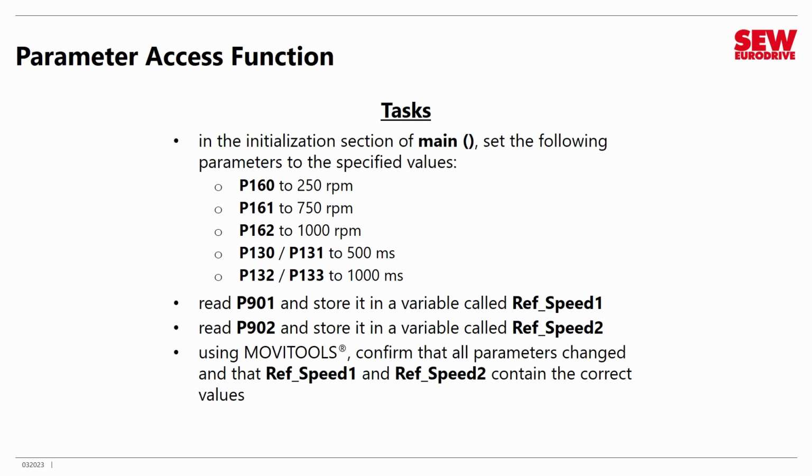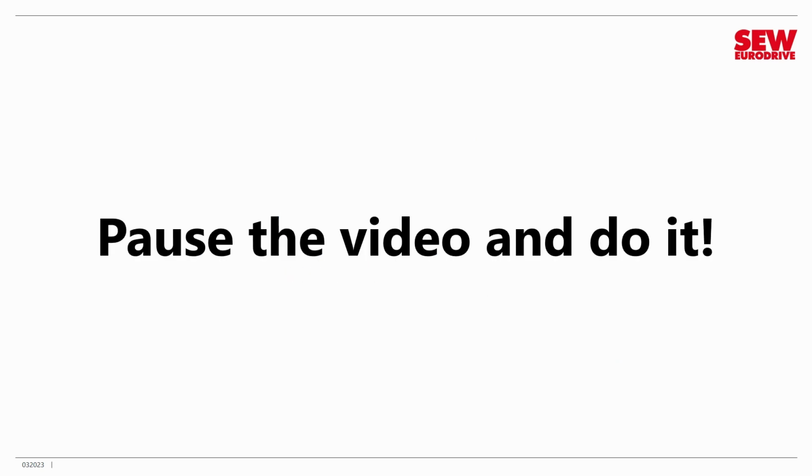And then finally, using MovieTools and the variable watch function, confirm that refSpeed1 and refSpeed2 contain the right values. And then you probably also want to go through the parameter tree in MovieTools and make sure that 160, 161, 162, 130, 131, 132, and 133 all change to what you told them to change to. And that is it. Go ahead and pause the video and do it.